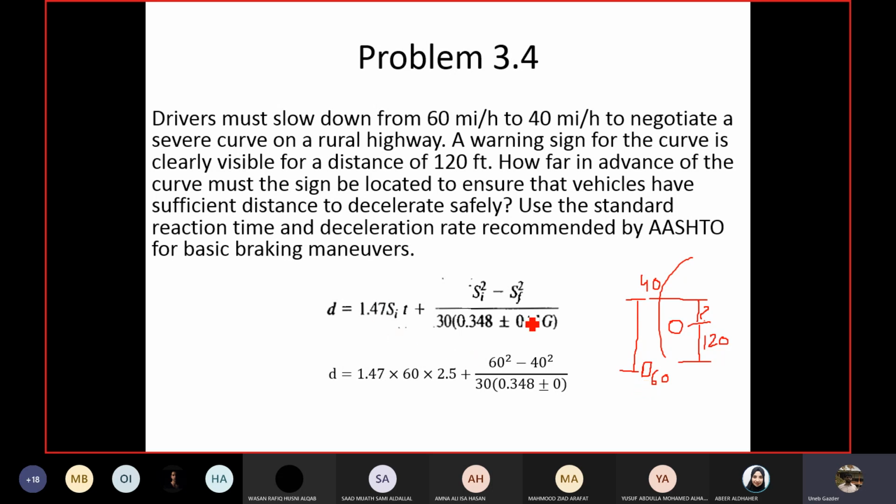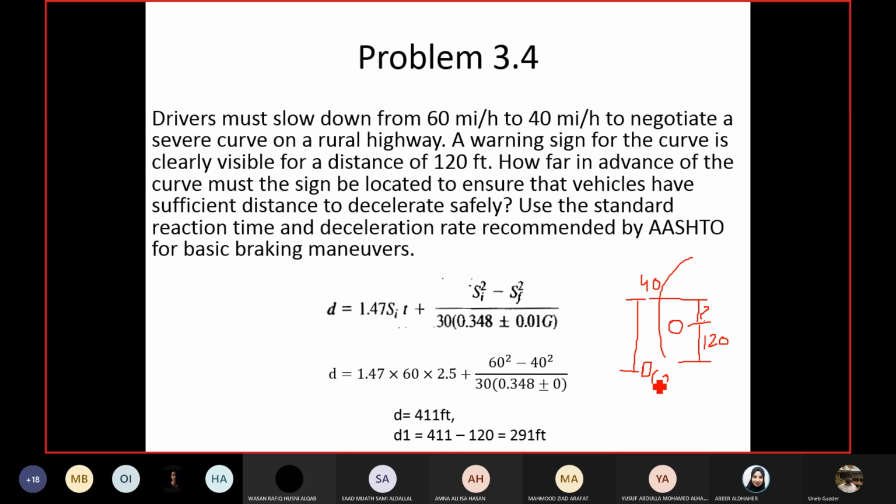So this is the total stopping distance equation. T is normal 2.5 seconds. SI, initial speed, 60. SF, final speed, 40. 0.348, because they are saying use recommended deceleration rate and reaction times. So this is according to the recommended value. G, gradient, is not given, so it is assumed that it is 0. So G is 0. So you have this final equation. The distance to go from 60 to 40 miles per hour is 411 feet.